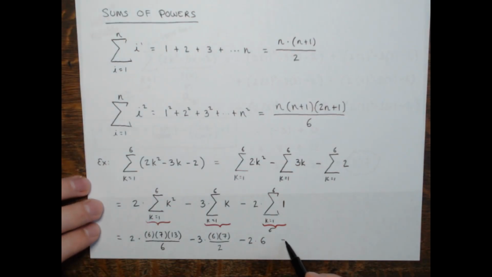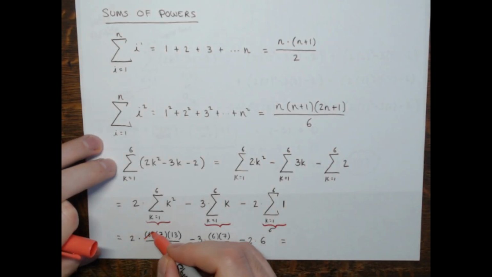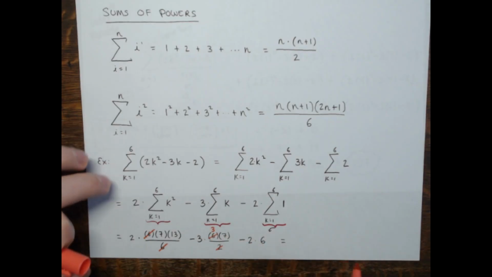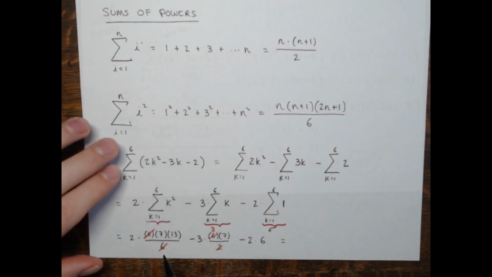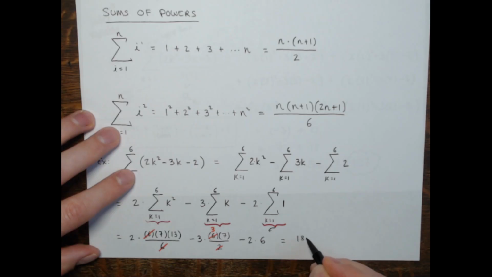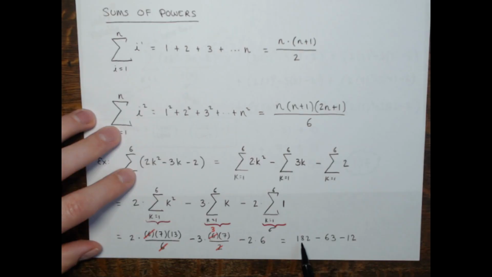All right, then we simplify some things. Now, you'll notice that in the first part of this, the 6's would cancel, and then here, 2 goes into 6 3 times, that becomes a 3, and then we got some nice stuff. 7 times 13 is 70 and 21, that's 91, times 2 be 182, then minus 3 times 3 is 9, times 7 is 63, and then minus 12.